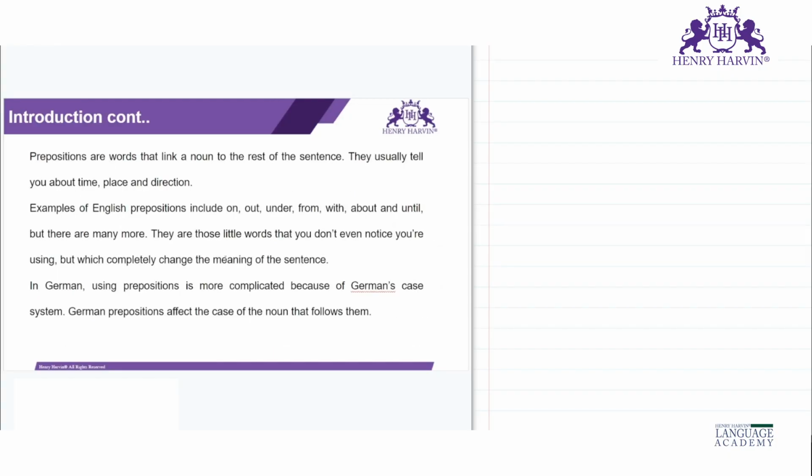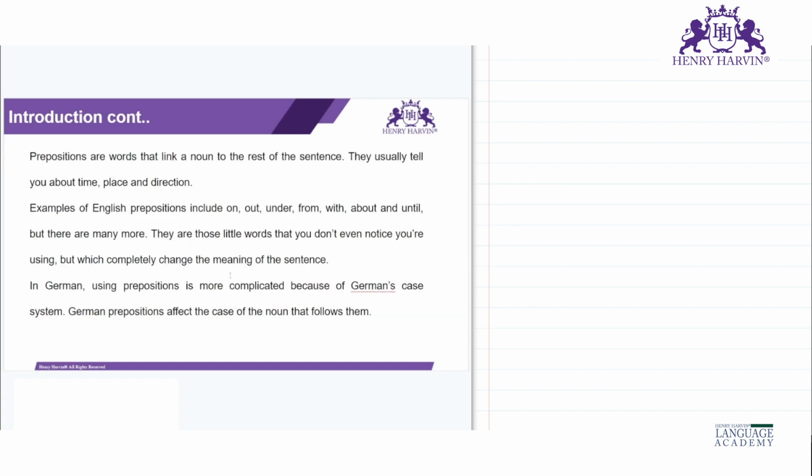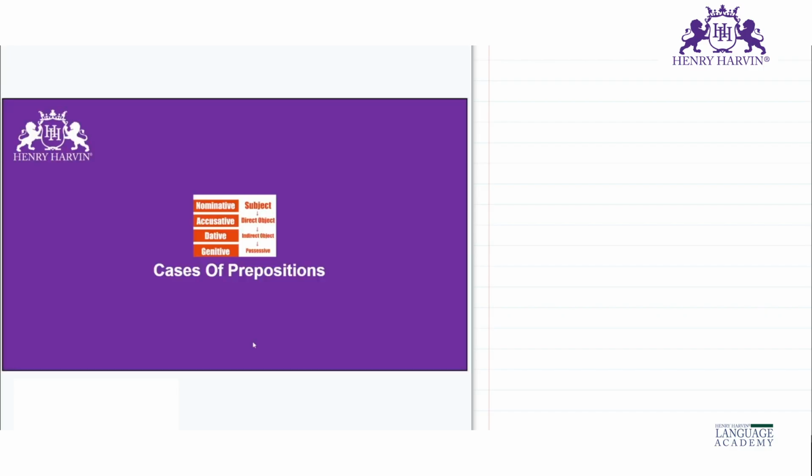First of all, we will see how prepositions work. Like you are traveling and you can't just say that you are traveling to any city. For that you need the prepositions, which are four of them: how, whence, where, and why. Prepositions are words that link a noun to the rest of the sentence. They usually tell you about time, place, and direction. If we compare English and German, both have different types of prepositions. Uses are the same, but the way of making them in a sentence is different.